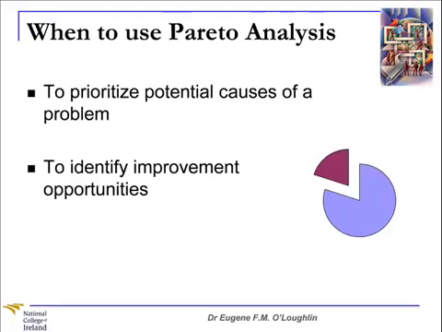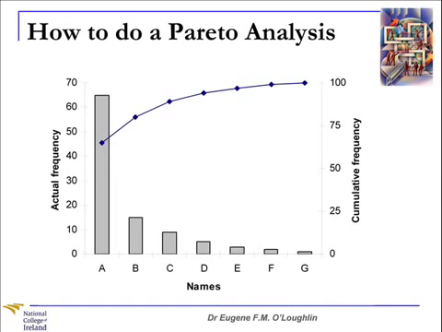So how do you do a Pareto analysis? Well, the first thing to do is identify the data source. We have an example of a Pareto chart here on the screen, and the data are just labelled A, B, C, D, E, F, G across the bottom of the diagram. So these could be complaints, they could be defects, they could be breakages, they could be occurrences.